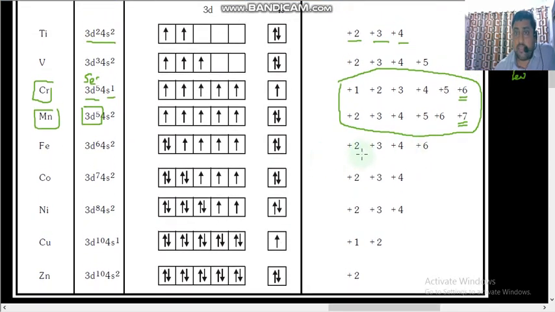Furthermore, in some cases +2, in some cases +3, in some cases +7, different oxidation states are stable. It is due to the number of electrons in the d subshell. Suppose somewhere there is d5, exactly half filled, or d10, completely filled. So these are some criteria which decide which oxidation state is going to be stable for which element.